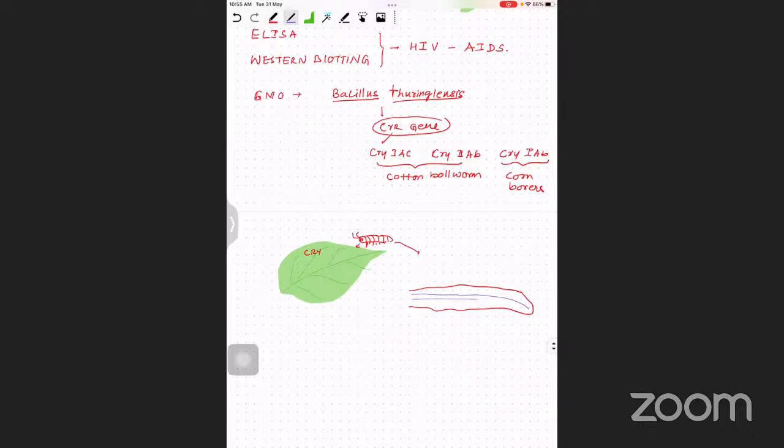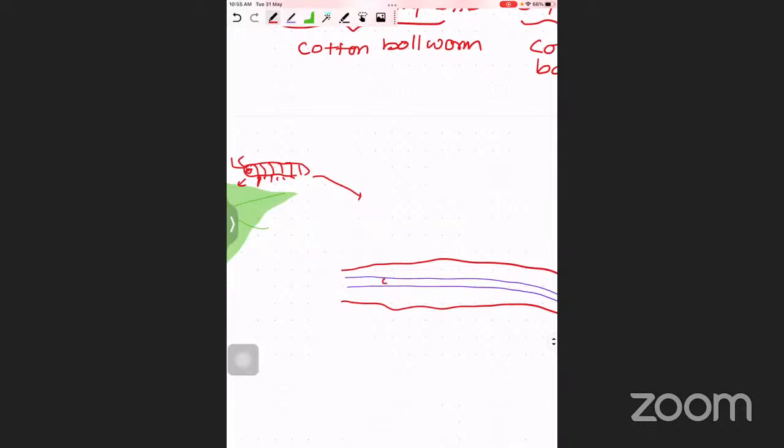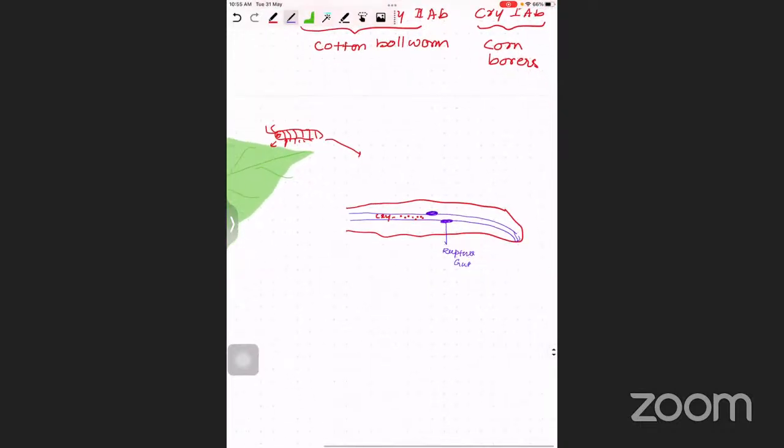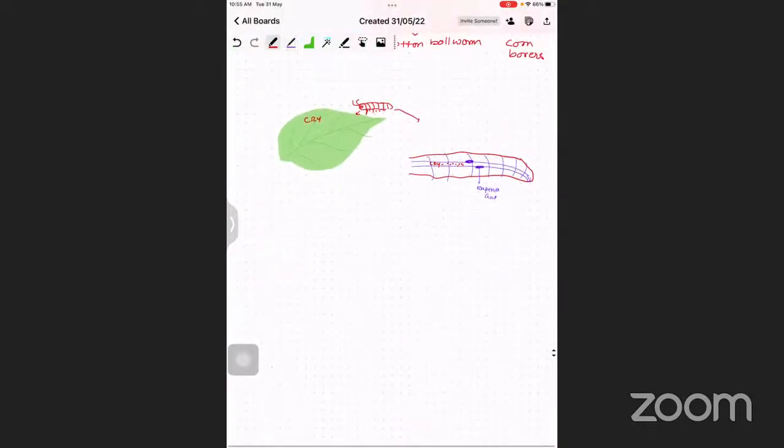The cry protein, or cry gene, will first enter that body. It will enter the gut canal and start producing proteins. That protein will slowly attach to the intestine and rupture the gut canal of that insect. So the insect which is feeding on the plant, this plant introduced with the cry gene.